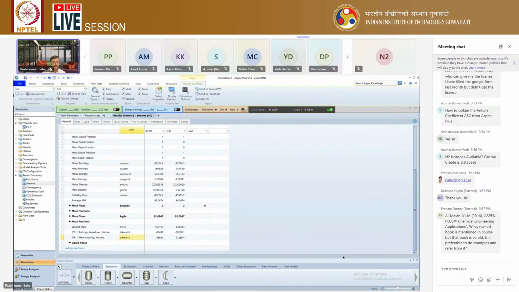Pranam is suggesting a book. The book is mentioned in the course, but it is so old. Is it preferable to do examples and refer from it? Well, Pranam, honestly, I have not accessed this book myself. This book is mentioned in the course, but I do not know what examples they have given. But definitely you can try.